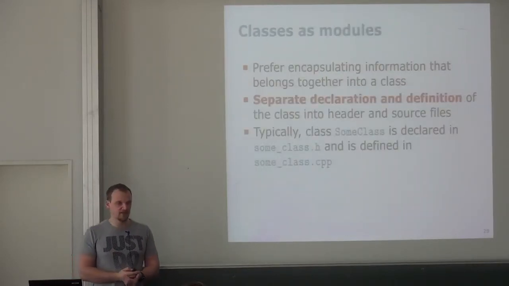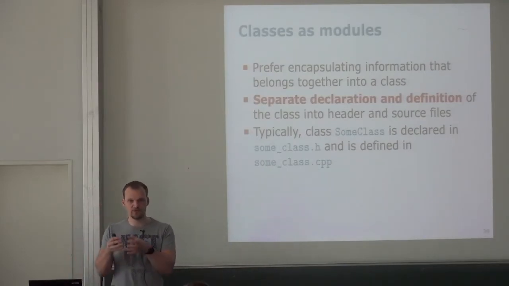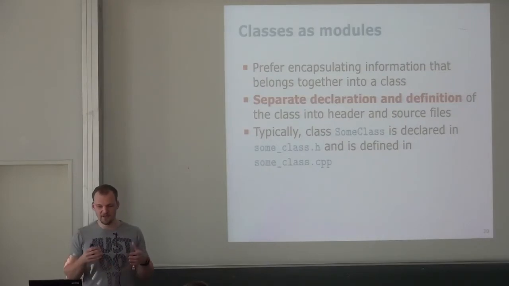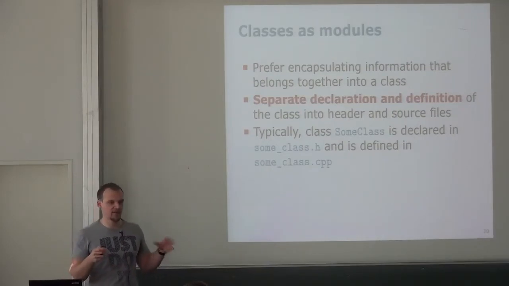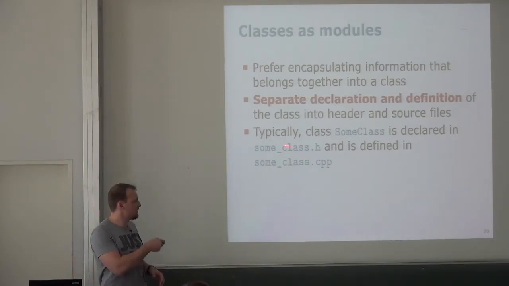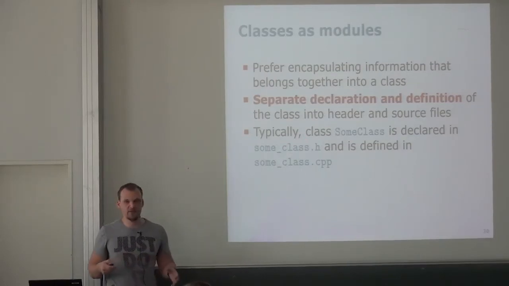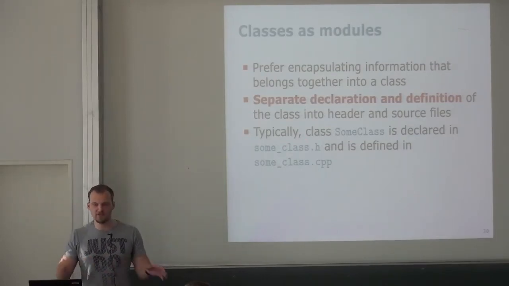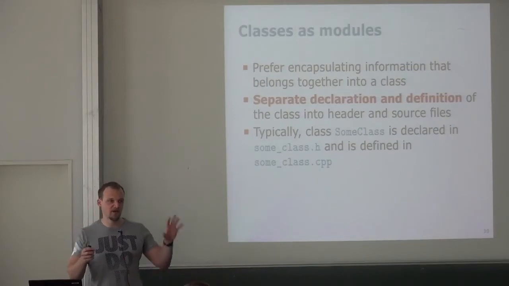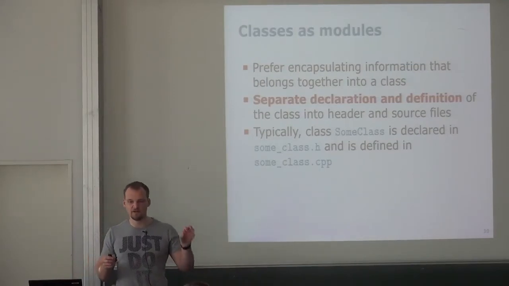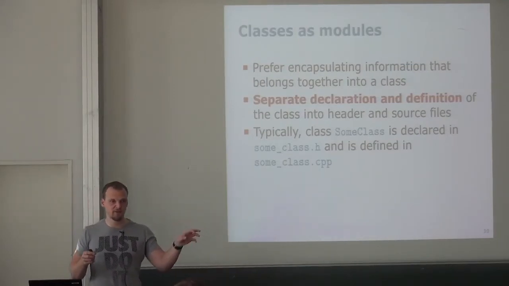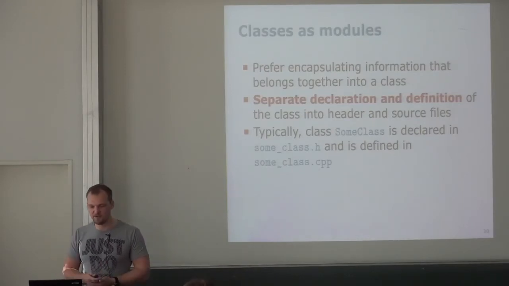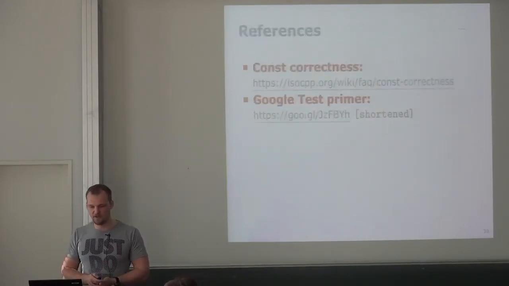So you can use classes as modules. Every class should encapsulate its data and the methods to work on this data. And usually the way they're separated is you put some class in a header file and you have some class.cpp to implement that. It's just the same as with functions, but now you have a single class per file. So in your one header there is one class, in your one CPP there is a definition of this class.